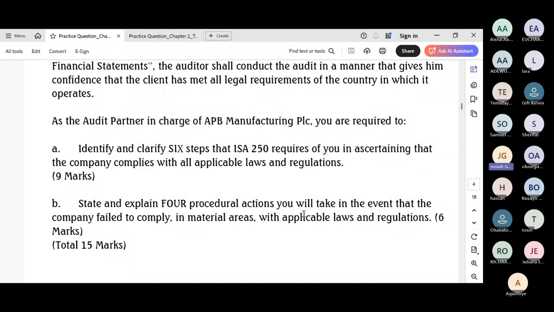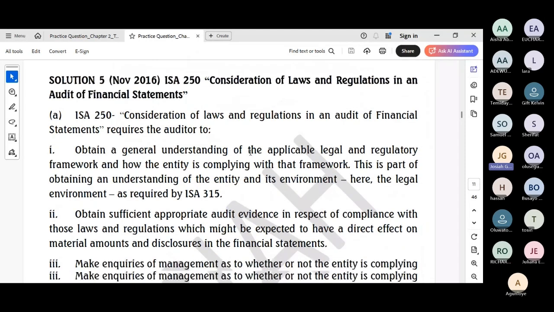And I doubt if questions will come in this manner. But then, let's look at it. The auditor is the audit partner in charge of APB PLC, a manufacturing PLC. Okay, so it's a direct recall on the question and the auditor's responsibilities and procedures under ISA 250 for identifying non-compliance. So it's just a recall, and let's look at the solution now. You'll see that it's good we use it to read. The solution provides a comprehensive list of the key requirements of the standard ISA 250.